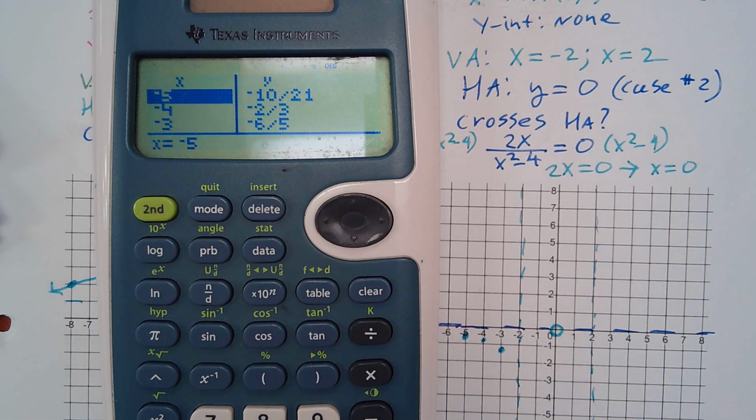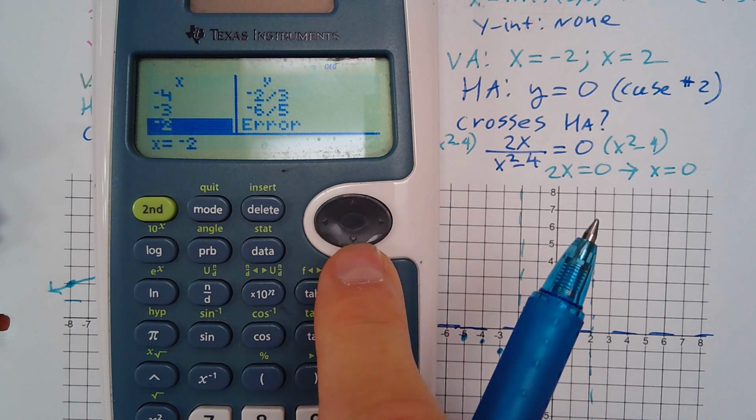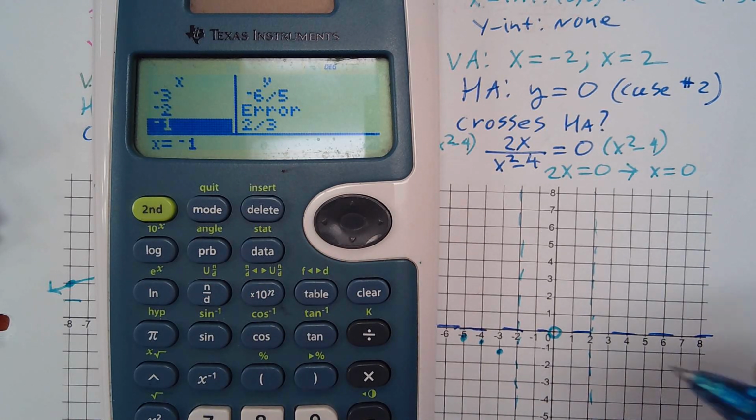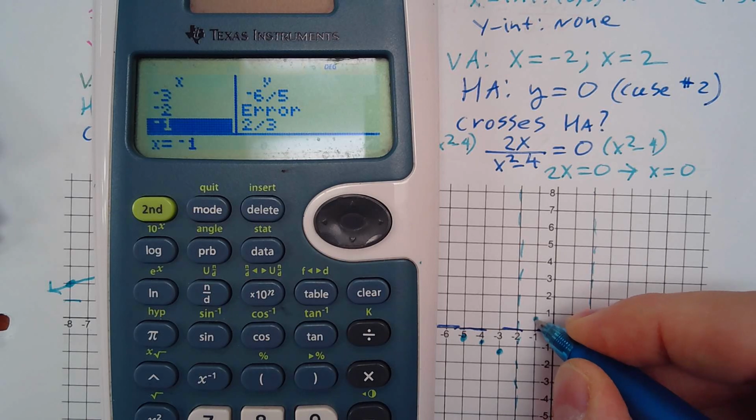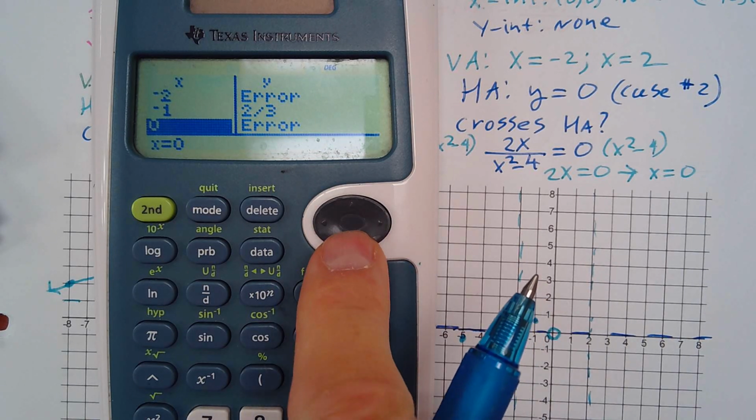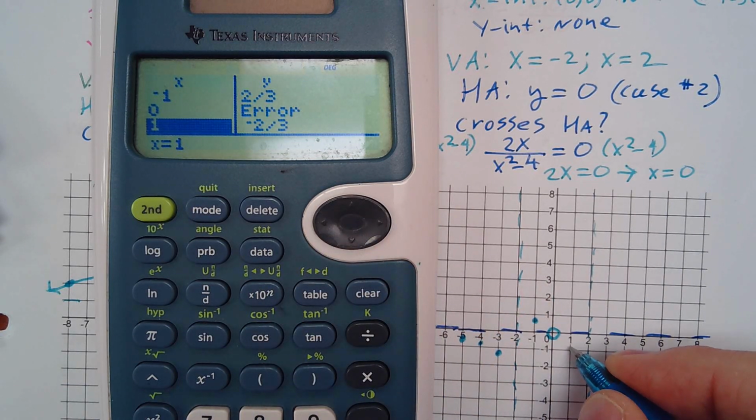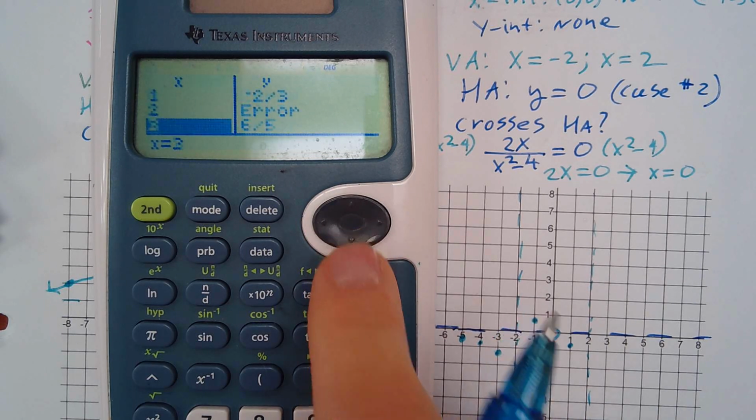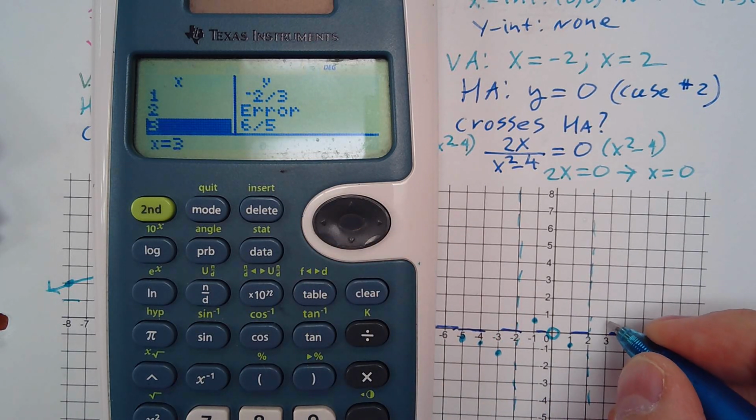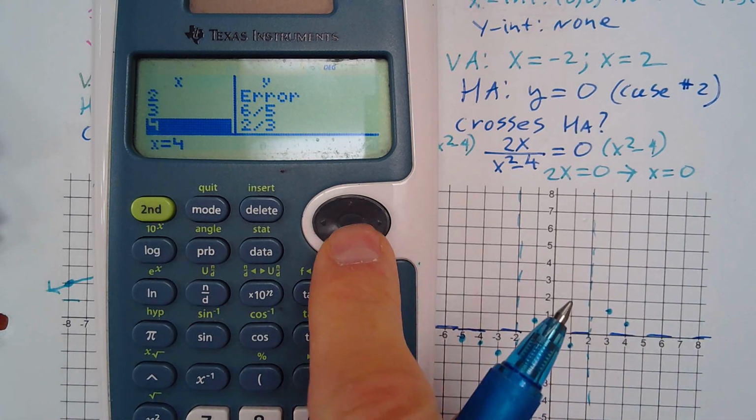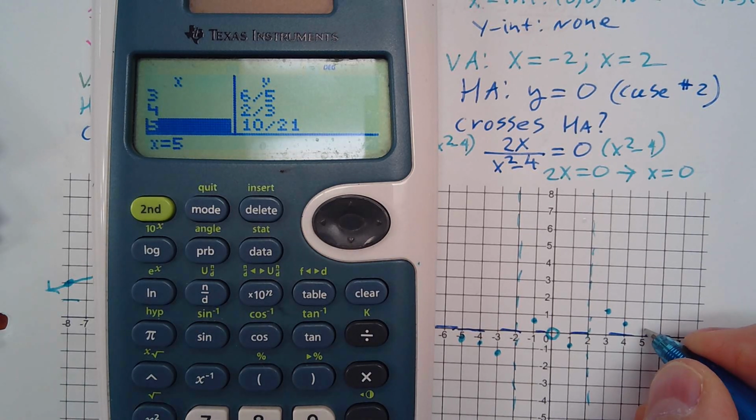All right, so we kind of got enough information there. That should be an error. -1 is 2/3, so that's about here. Get an error. Well, that's because we have a hole there. That's good. This is a -2/3. Error at 2. And we get 5 over 6 at 3. 2/3 at 4, x equals 4, and then about a half here.